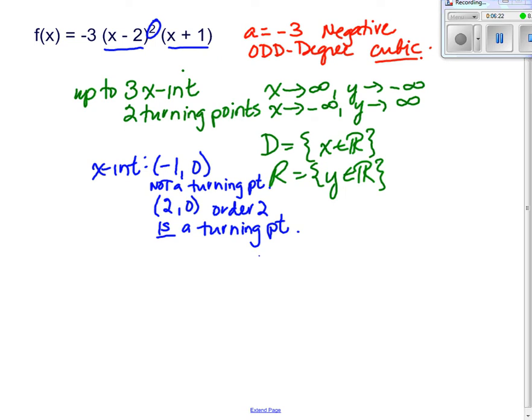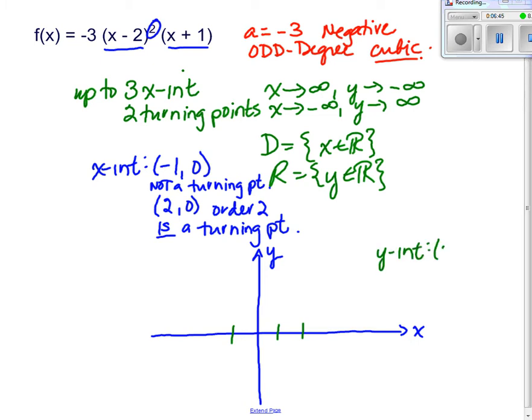Let's draw a quick sketch. So my x-intercepts are -1, 0, 2, 0. If I do the algebra on that, I'm going to get a y-intercept of -12. I substituted a 0 in there, and that's what I got. So I have that. I know that I move to the right, it's going to go downwards. As I move to the left, it's going to go upwards. So I know the end behavior.